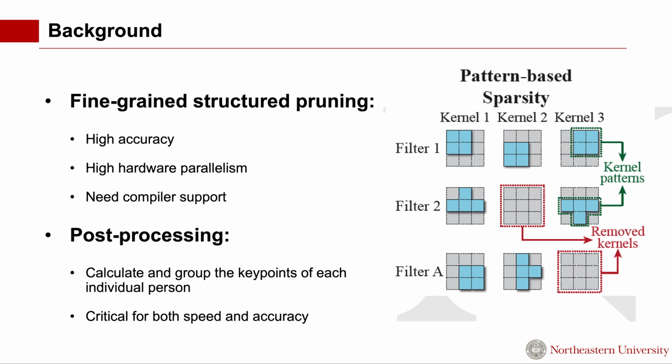Besides the DNN model inference, the data post-processing is another essential part of the pose estimation process, which calculates and groups the key points of each individual person obtained from DNN inference results. Different post-processing algorithms will significantly affect the end-to-end running time for pose estimation. Thus, choosing an appropriate post-processing algorithm is also critical for both speed and accuracy consideration.